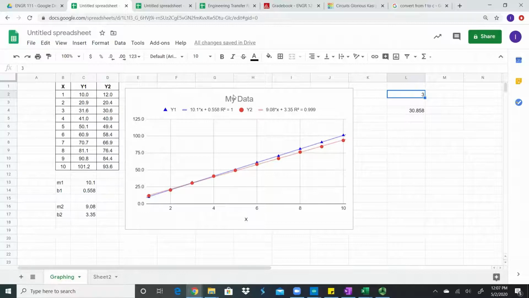But what I can do is put something like 3.25 in. And it should tell me what's happening between these data points. So this is right around here on my line. And so we'll see that we're just a little bit above what we were at 3, and at 3 we're at 31.6, and we are just a little bit above that.